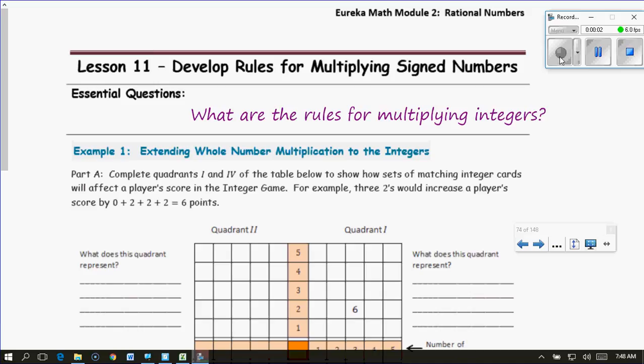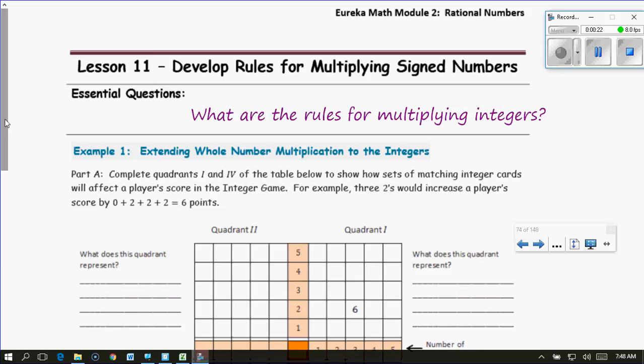Hi everybody, this is lesson 11. We are going to develop rules for multiplying signed numbers. So our essential question is pretty simple today. What are the rules for multiplying integers? We kind of touched on it in lesson 10, and now we're going to notice those patterns of what's going on when we multiply integers.